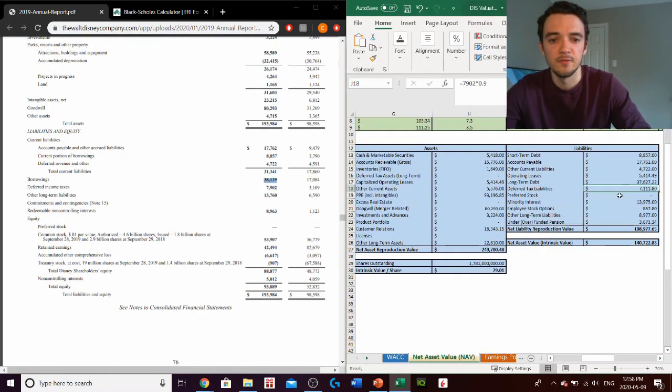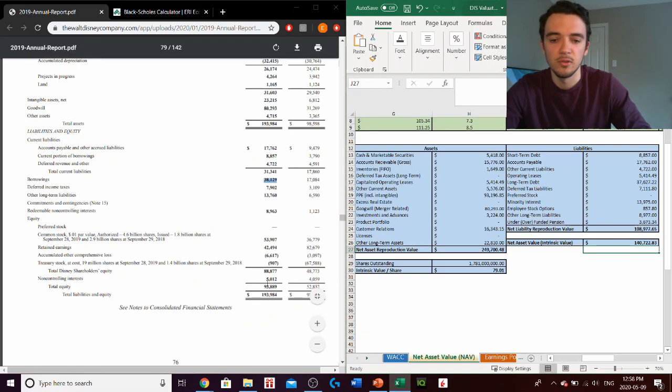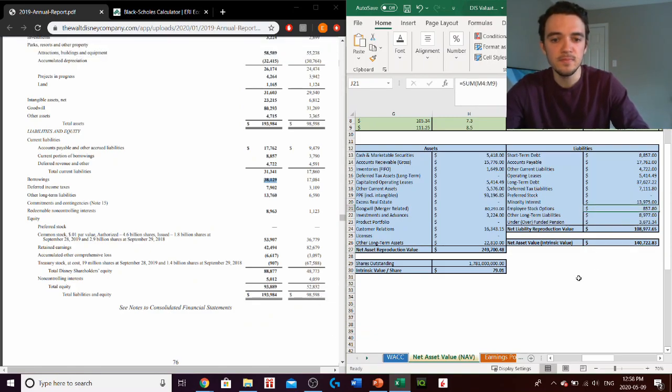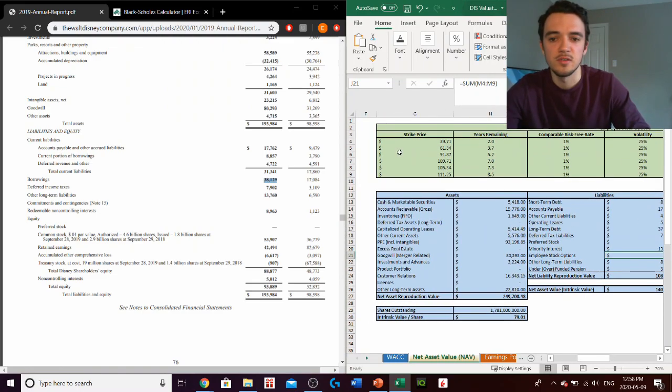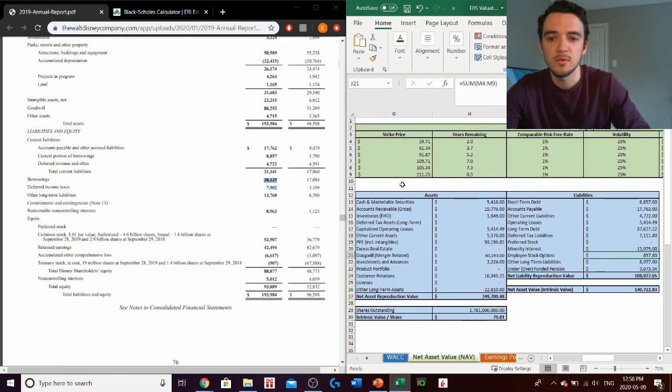So next, they had deferred tax liabilities, which you can see I multiplied by 0.9. They had redeemable and non-redeemable non-controlling interest, but I included both of them in the minority interest there. And now for employee stock options, this is where I have the employee stock options up here. So I'll just go over an easy example.